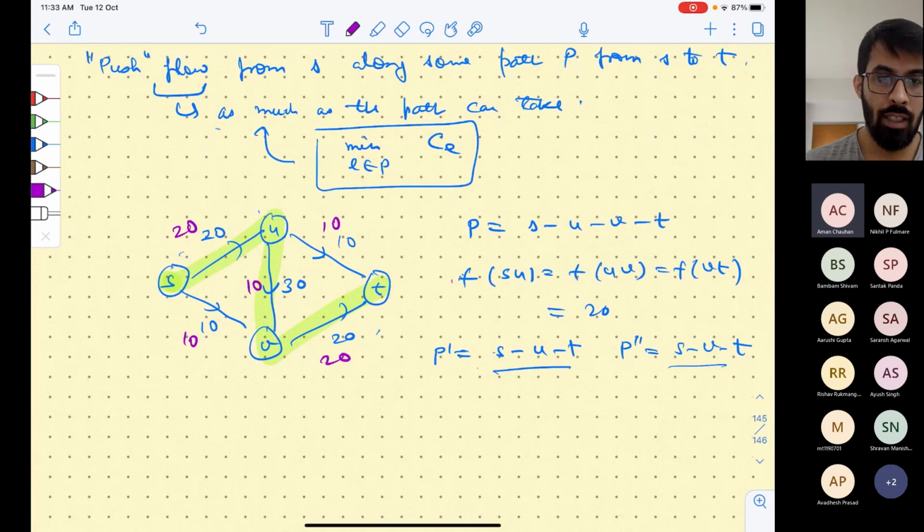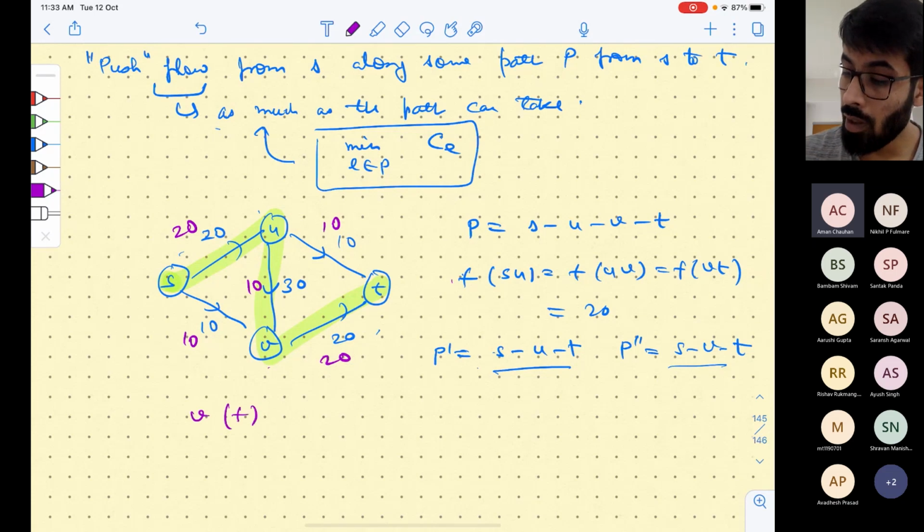So you can verify that this satisfies flow conservation, because here 20 enters, 20 leaves, and here also 20 enters and 20 leaves, and total flow coming out of S is 30. So the value of this flow is 30, the one which is written in this color.